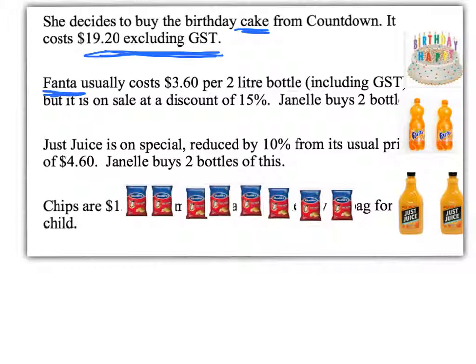So now we know that she's planning the party, there's a number of kids coming, and she's going to buy some stuff. So we're now going through the stuff. Cake, Fanta, Just Juice is on special. So this sentence is about the juice. It's reduced by 10% from its usual price, and she buys 2 bottles. And now, I'm sorry about the PowerPoint. The worksheet you've got tells you that chips are $1.30 per small bag, and so Janelle buys a bag per child. So we've got cake, Fanta, Just Juice and chips. We're going to have to do something with that information.